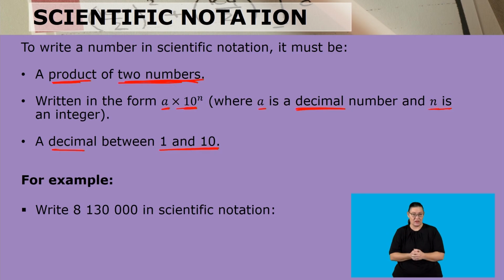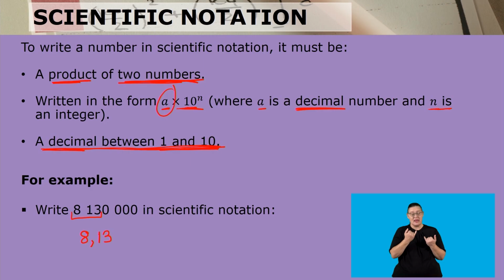Well, one of the points said that the decimal must be between 1 and 10. So one thing we know for sure is that our number that is in scientific notation is going to start with an 8, and we are going to make it a decimal, making sure that it is less than 10 but more than 1. So that means we are going to take these numbers that we see here, but making sure that they are a decimal. So it needs to be 8,13.